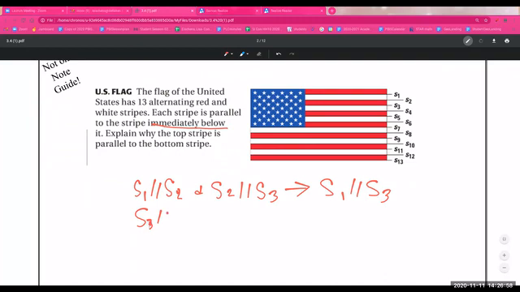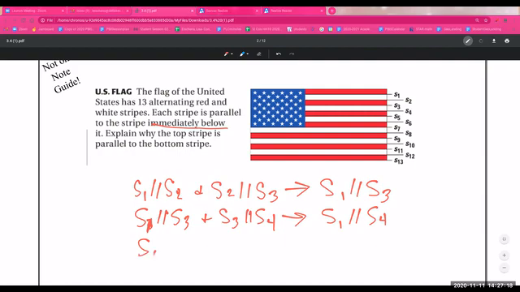Actually, I'm going to go back here. I'm going to say stripe 1 is parallel to stripe 3. I'm going to repeat what we just said. And we know that stripe 3 is parallel to stripe 4. So we could say that stripe 1 is parallel to stripe 4 by the transitive property again.